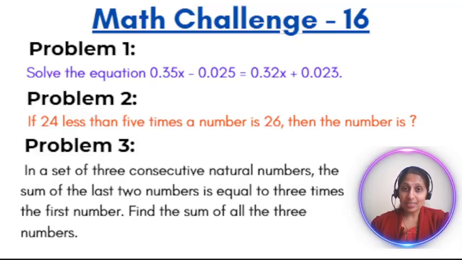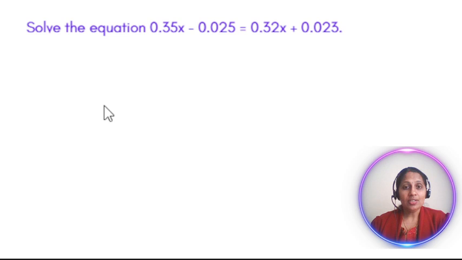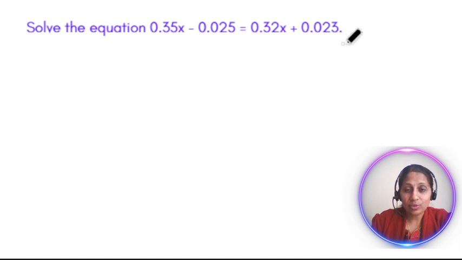So let's begin our math challenge 16, which is linear equation. So let's take the first question. Solve the equation 0.35x minus 0.025 equals 0.32x plus 0.023.